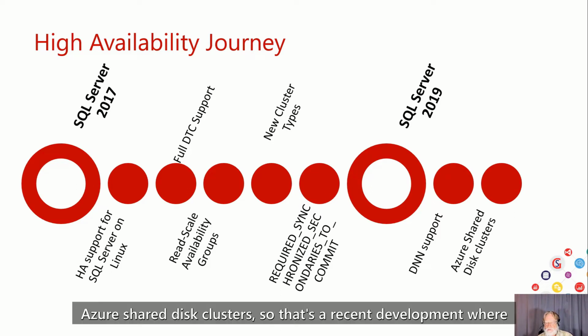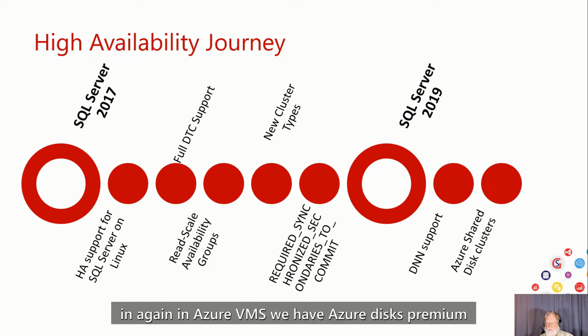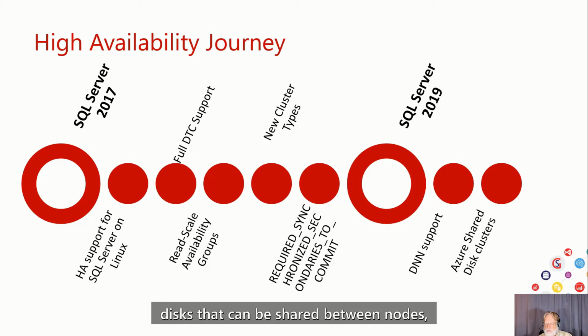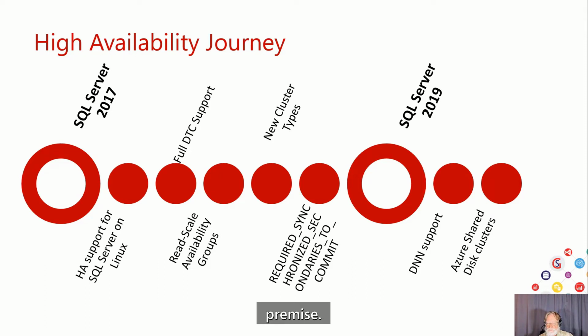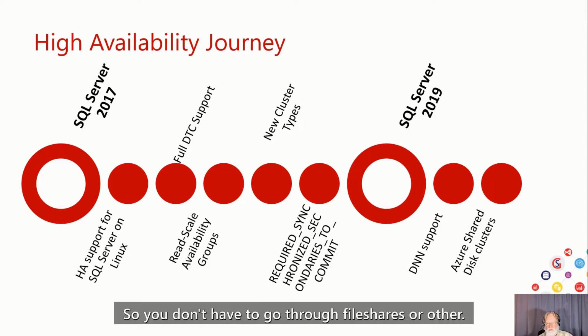Azure Shared Disk Clusters. So that's a recent development where, again in Azure VMs, we have Azure premium disks that can be shared between nodes. So it acts just like a physically shared disk would on-premise. So you don't have to go through file shares or other topologies like that. You can have a physically shared disk, and the shared disk gets mounted on one side or the other.